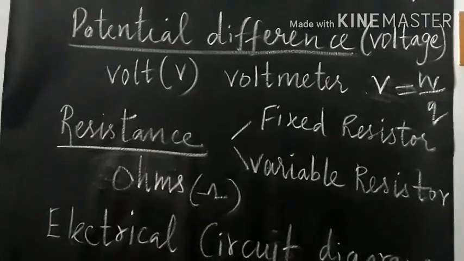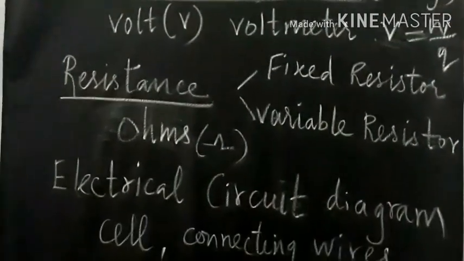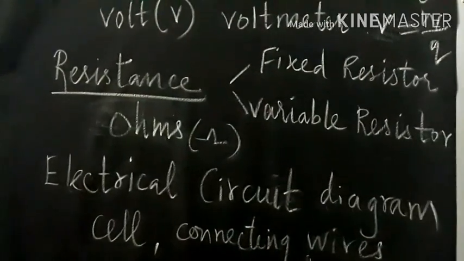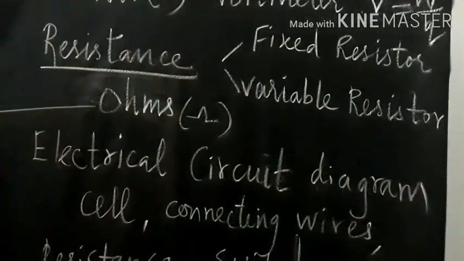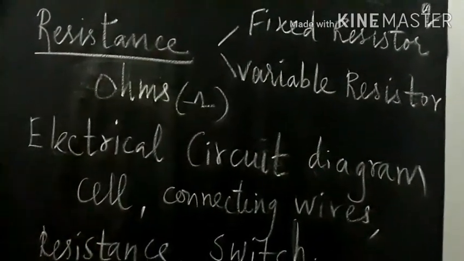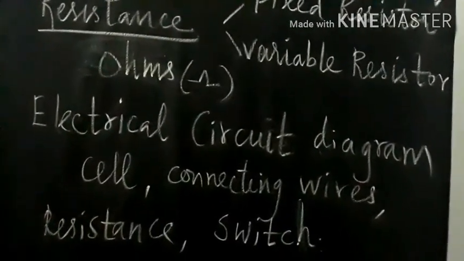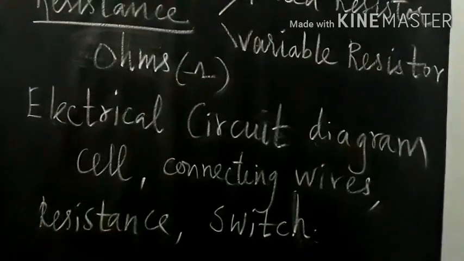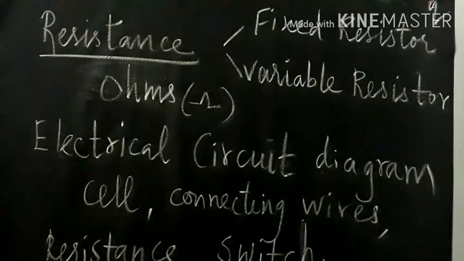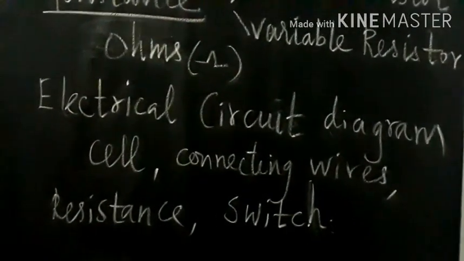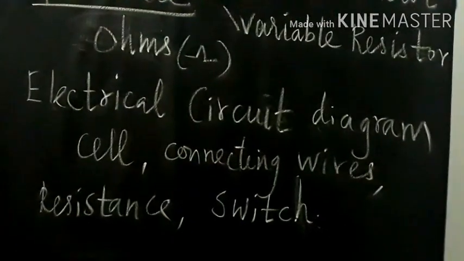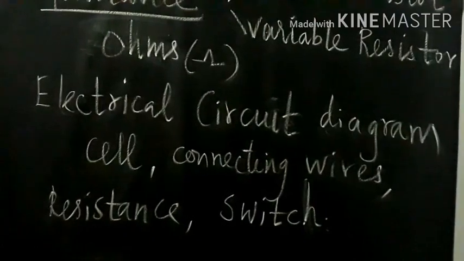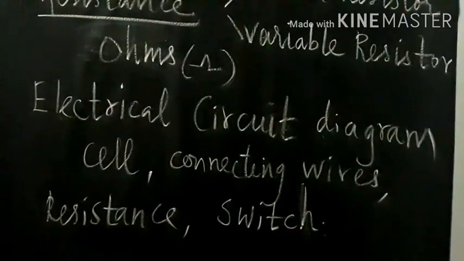Next we have learned about resistance. Resistance is the opposition offered by the component to the flow of current in a circuit. Its unit is ohms and this is the symbol. There are two types of resistor, fixed resistor and variable resistor. Then we have learnt about the electrical circuit diagram. In an electrical circuit diagram, the important components are the cell, connecting wires, resistance and switch.